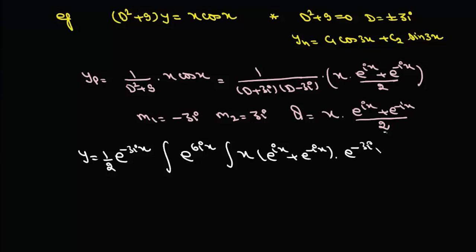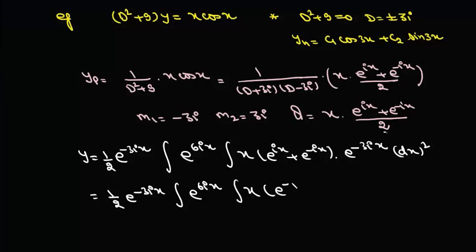So there will be e to the power minus 3ix dx whole square. Now we can write this as 1 by 2 e to the power minus 3ix, integral of e to the power 6ix, integral of x into e to the power minus 2ix plus e to the power minus 4ix into dx. Now we'll solve it using by parts.